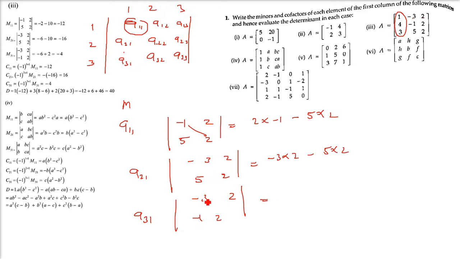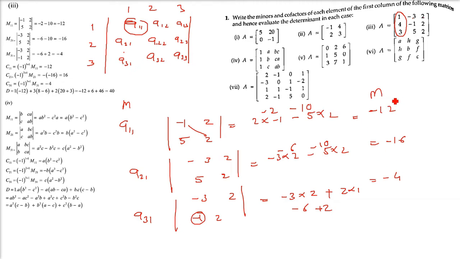Here it will be 2 into -3 minus 2 into -1. So, it will be plus here. Okay. So, what do you get? -2 minus 10, that is going to be -12, minus 6 minus 10 is going to be -16, and this is going to be -6 plus 2, and it's going to be -4.